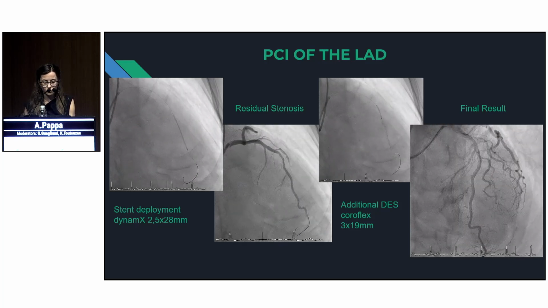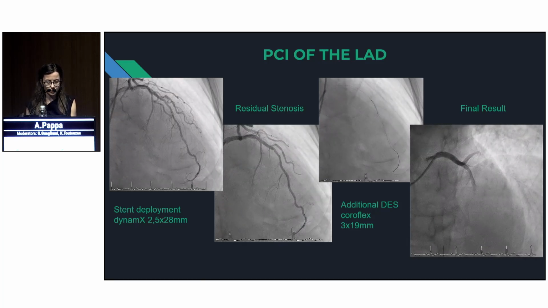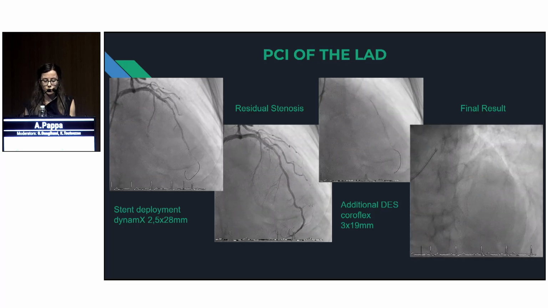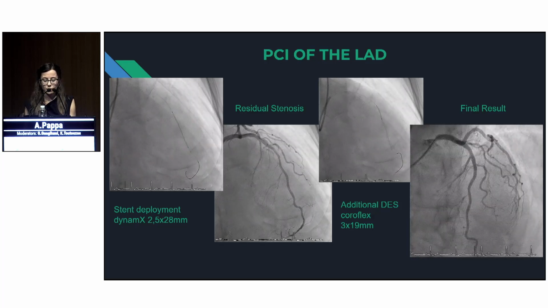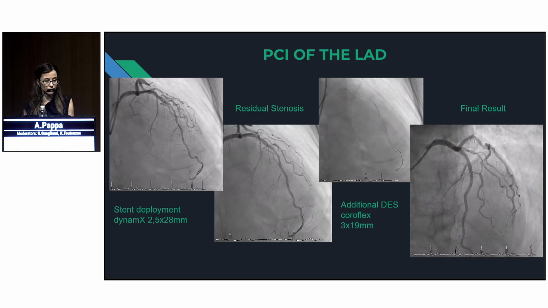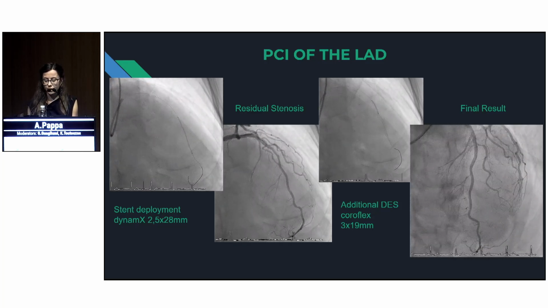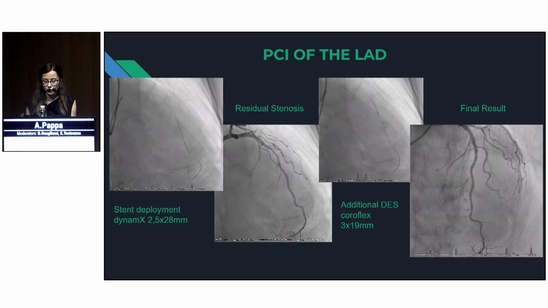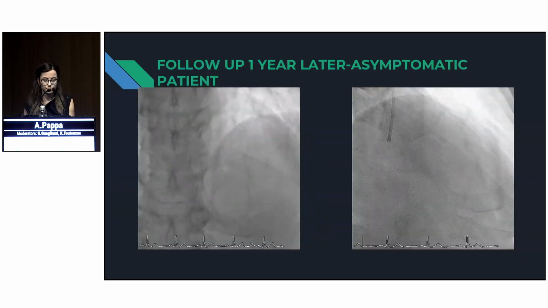And after the deployment, there was additional residual stenosis in the proximal segment, which we decided to treat as well with an additional Corflex DES, 3 millimeters in diameter and 19 millimeters in length. And the final result was the one that you can see on the right of the screen, and it was very satisfactory, and we ended the procedure there.